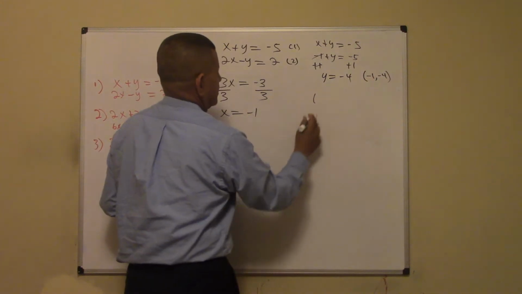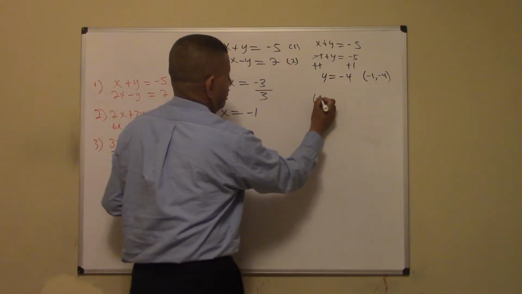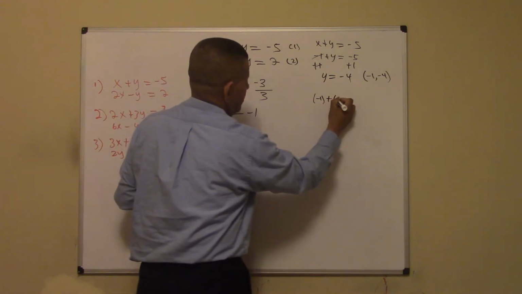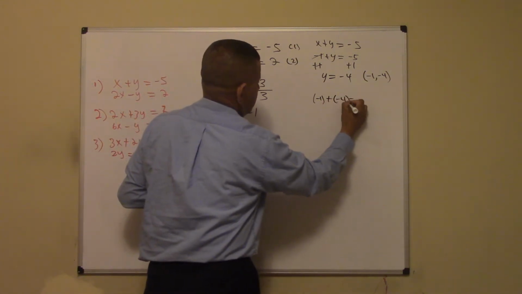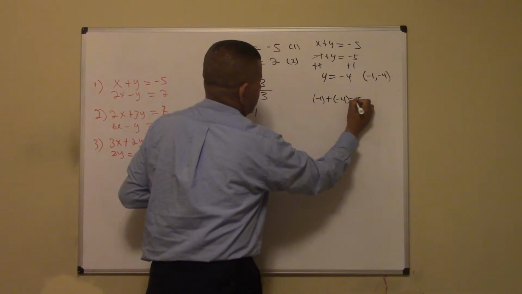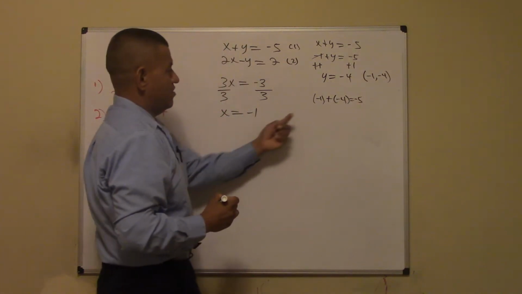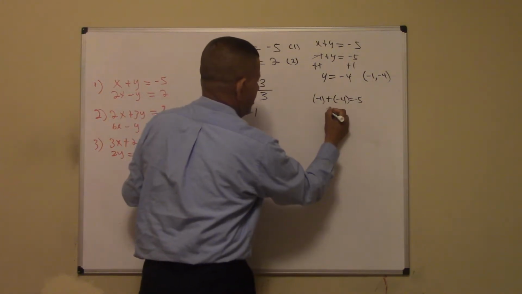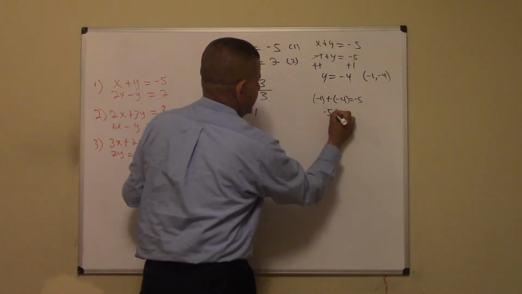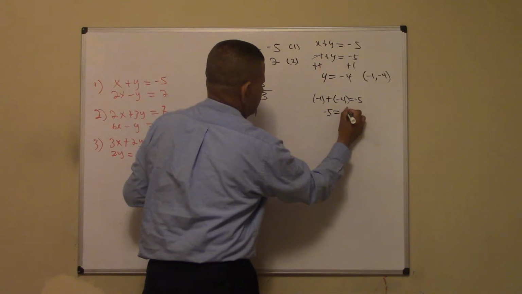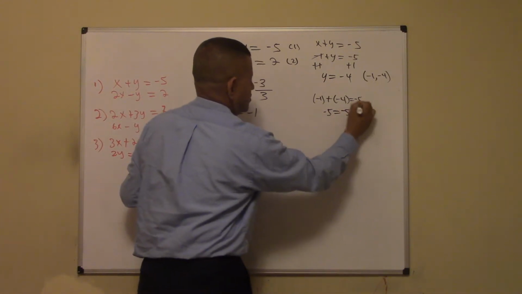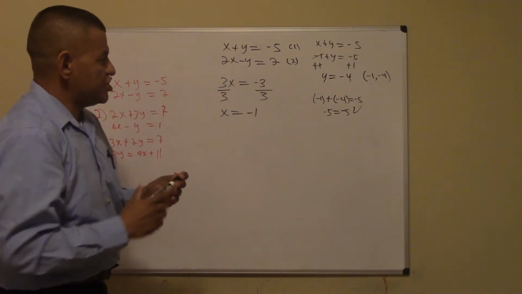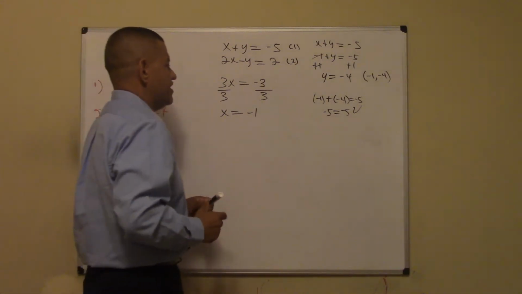So x is negative 1, right? Negative 1. And y is negative 4. And that should be equal to negative 5, right? Okay, so negative 1 plus a negative 4 is equal to negative 5. And it is equal to negative 5 on the other side. So that means that that's the right answer.